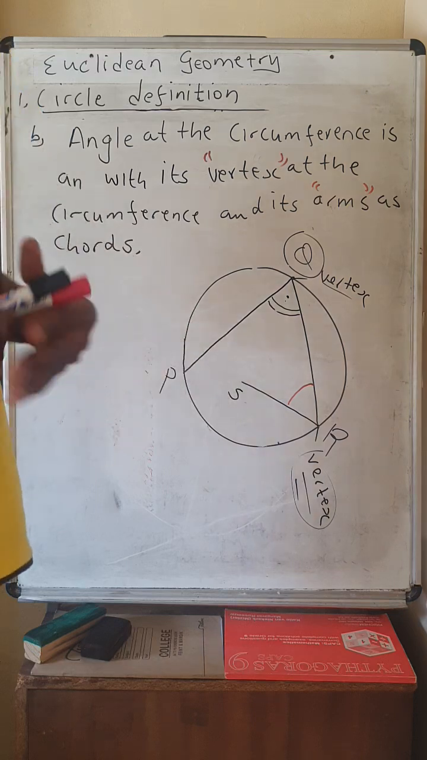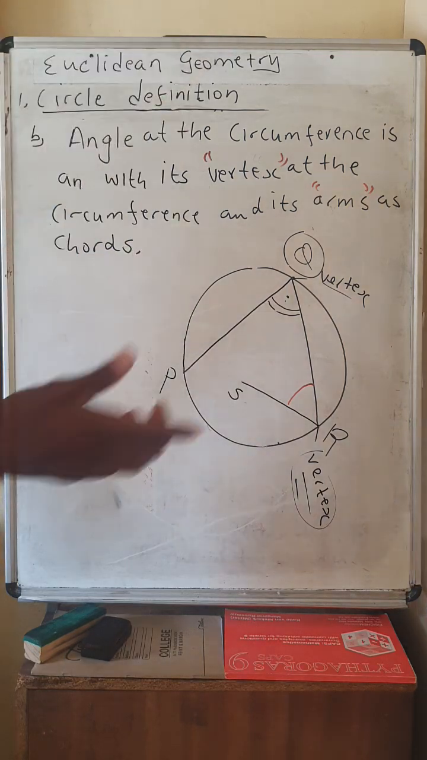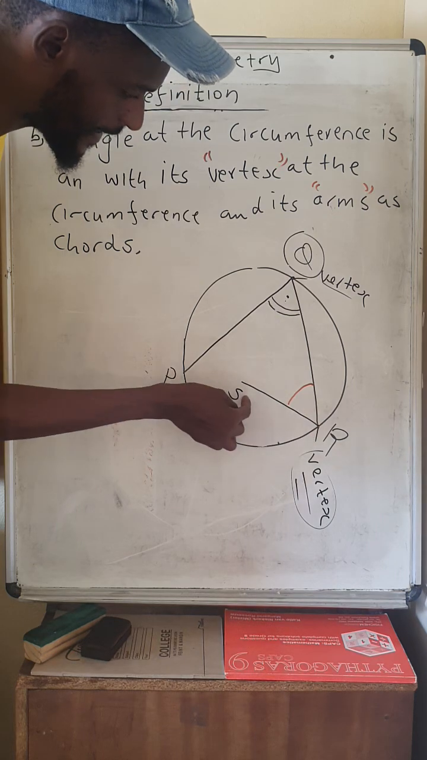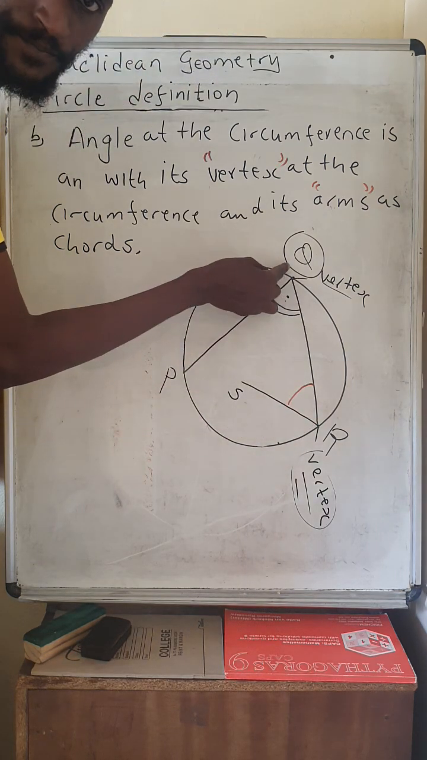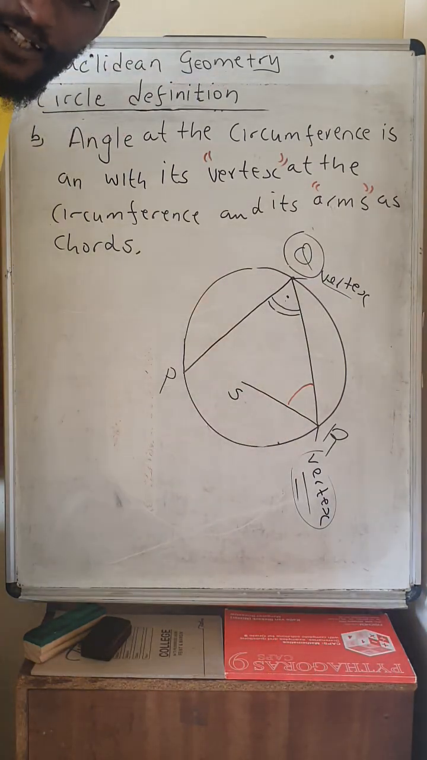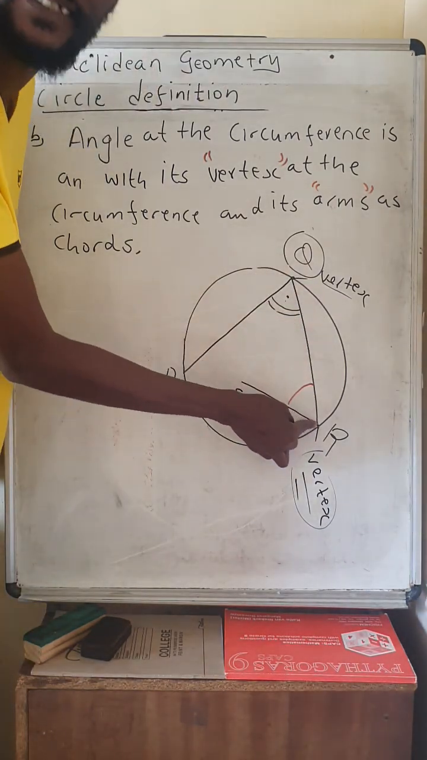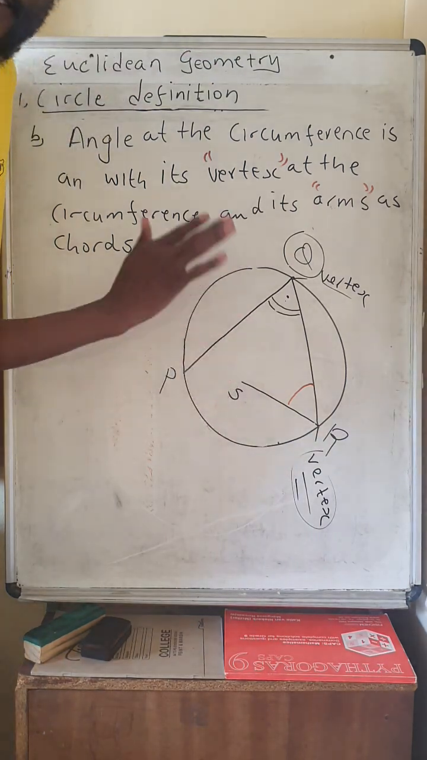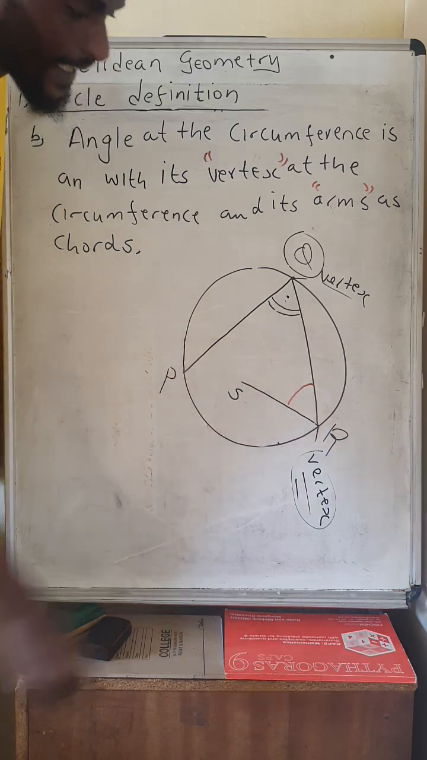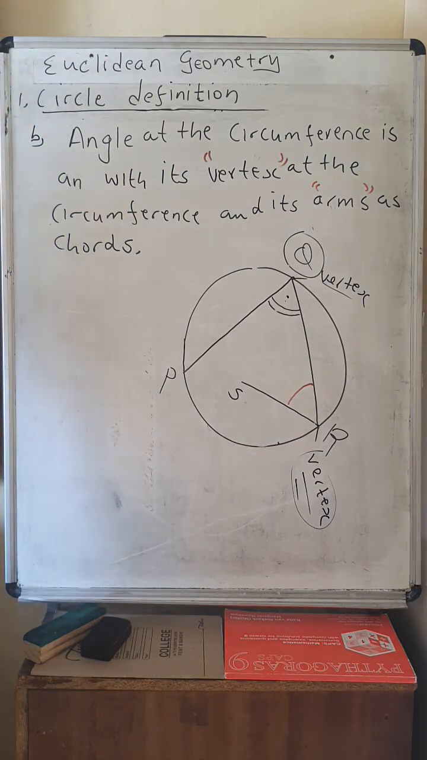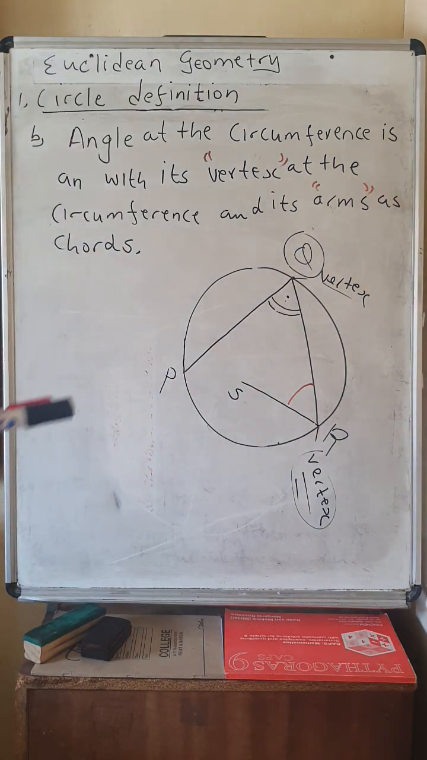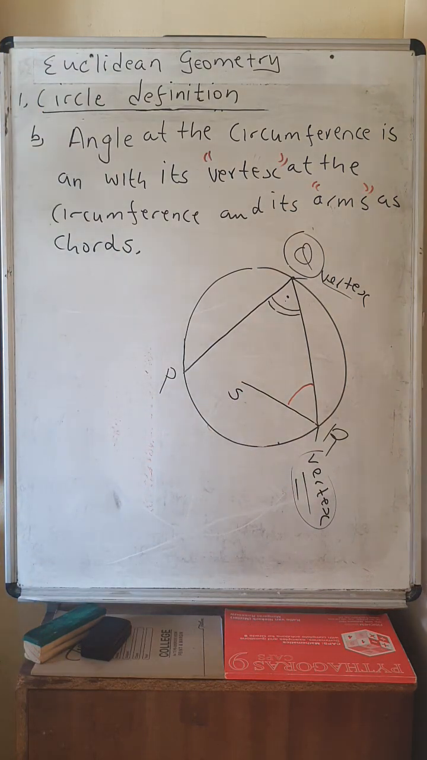Are the arms of this angle chords? Let us look. The arms of this angle are RS and QR. Is each arm here a chord? Is QR a chord? Yes. Is RS a chord? No. Is angle R at the circumference? No. Only one condition was met here, so the angle is not at the circumference. So that's what we mean when we say the angle at the circumference.